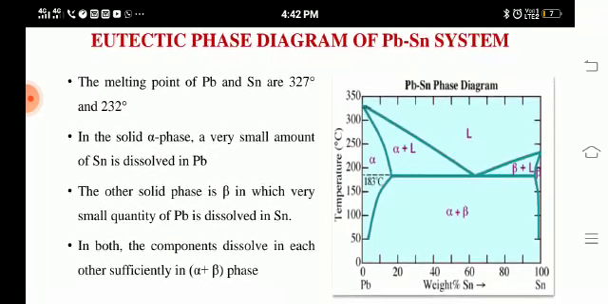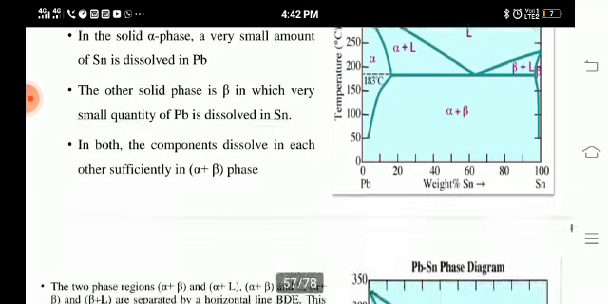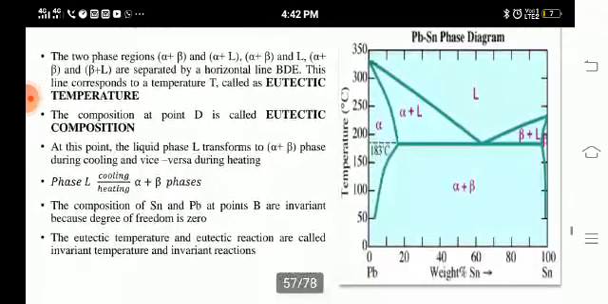In the alpha case, tin is dissolved in lead in a very small quantity. In the beta case, lead is dissolved in tin in a very small quantity. In the alpha plus beta phase, both are dissolved in a sufficient manner. Here we can see the two phase regions, that is alpha plus beta, alpha plus L, and beta plus L.